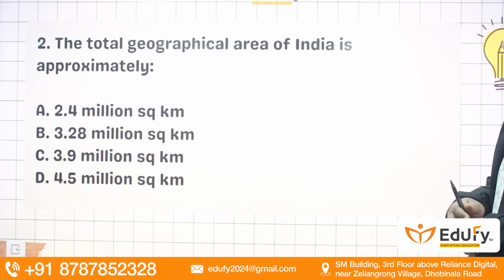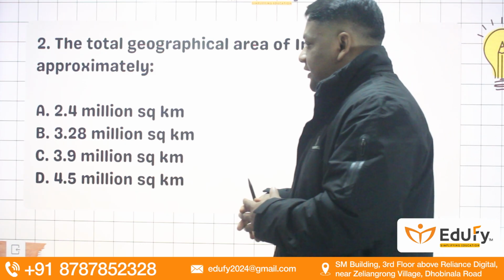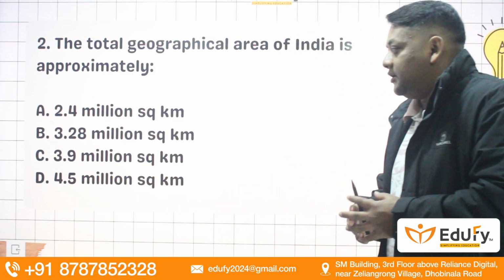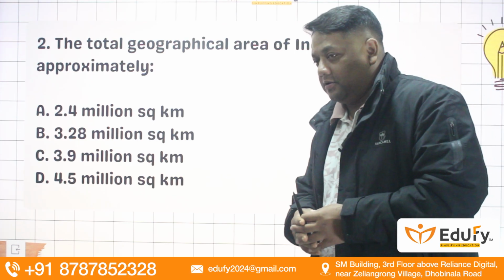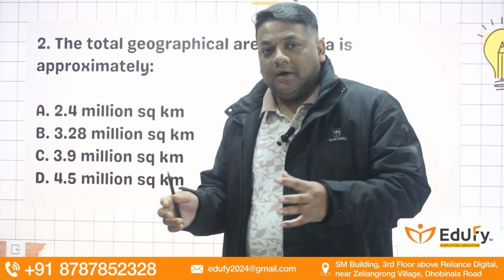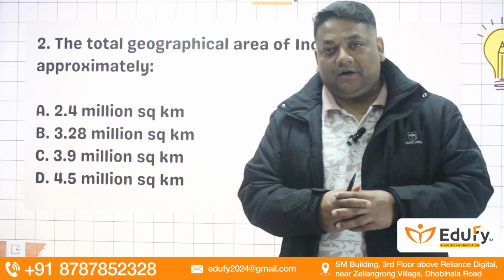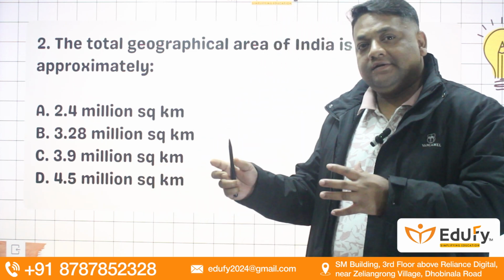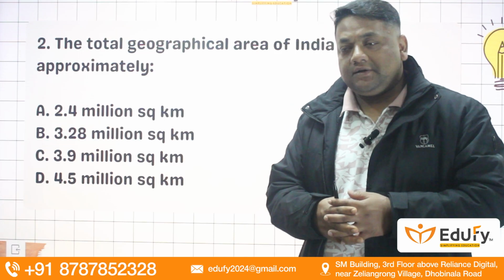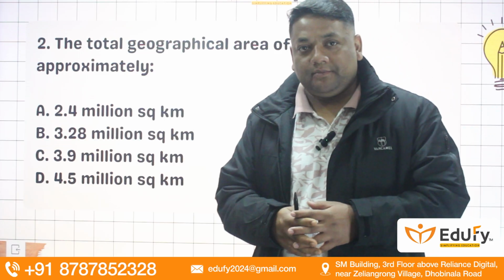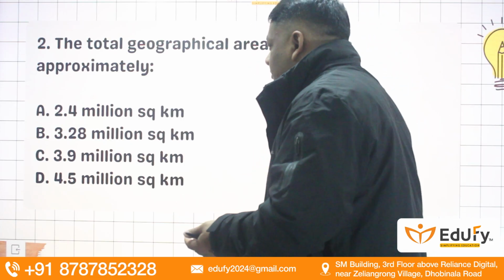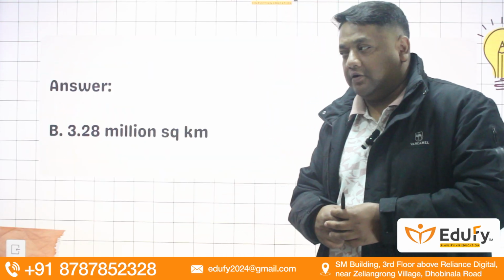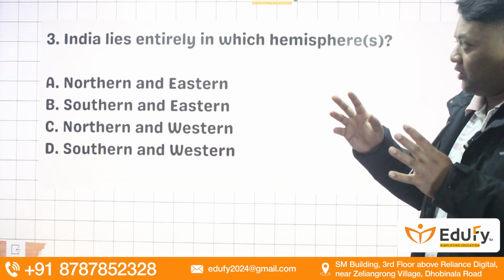The total geographical area of India is approximately 2.4 million square kilometer, 3.828 million square kilometer, 3.9 million square kilometer, or 4.5 million square kilometer. Actually, India is the seventh largest country in the world, and B is very much close to the answer, that is 3.28 million square kilometer. Actually, we also consider it 32, right? But 3.28 million square kilometer is the right answer for India's overall area.